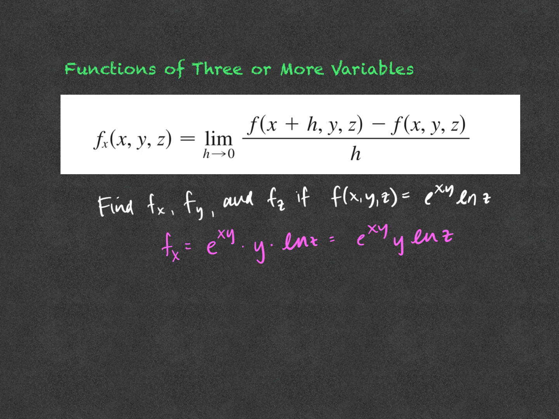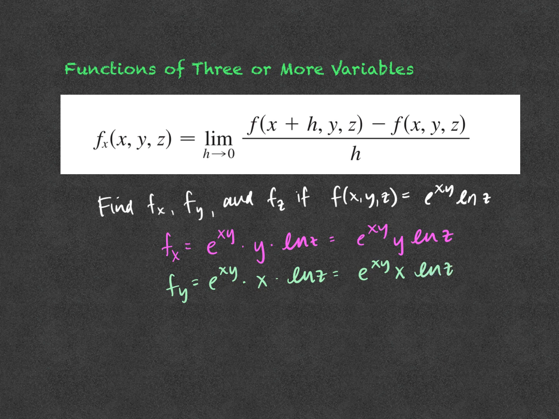Now let's talk about the partial with respect to y. So it's going to be very similar. The derivative of e to the something is e to the something times the derivative of the something. So the derivative of xy with respect to y is just x. And then we have ln of z. So this answer is e to the xy x ln of z.